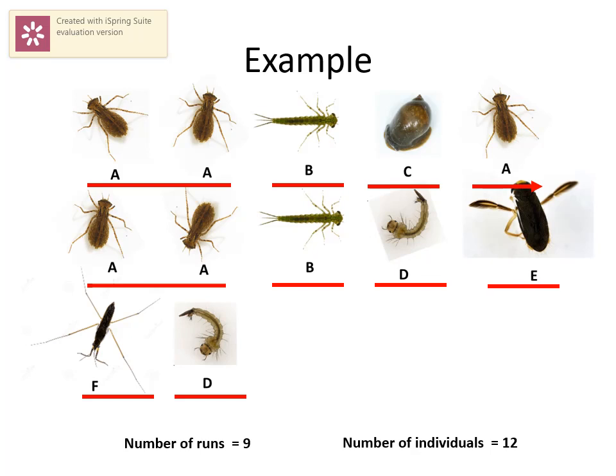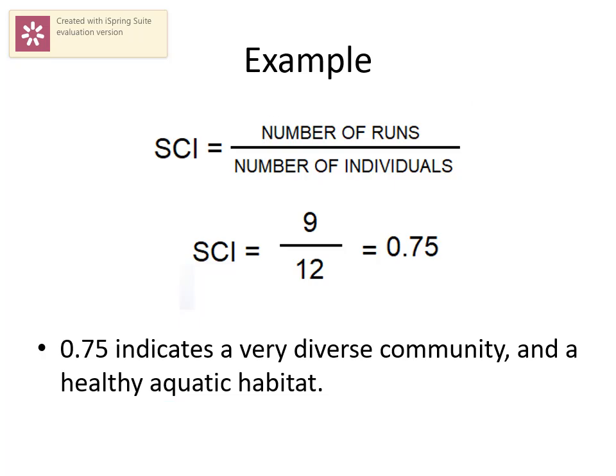So again, what we're doing is counting the number of adjacent individuals that are the same species as a run. So we have 1, 2, 3, 4, continuing on to the next row, 5, 6, 7, 8, 9. To calculate SCI, we divide the number of runs by the number of individuals. So we have 9 runs, and we have 1, 2, 3, 4, 5, 6, 7, 8, 9, 10, 11, 12 individuals on this page. So 9 divided by 12 gives us 0.75.